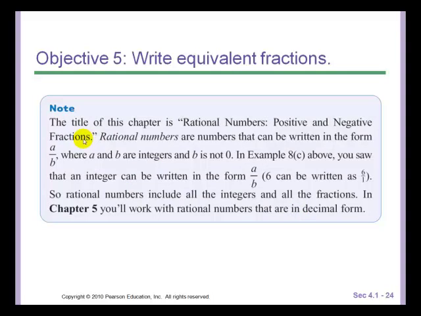A quick note. The title of this chapter is Rational Numbers, Positive and Negative Fractions. Rational numbers are numbers that can be written in the form a/b, where a and b are integers and b is not 0. In example 8c above, you saw that an integer can be written in the form a/b. 6 can be written as 6/1. What that means is that all integers can be written as fractions. So rational numbers contain both the fractions and all of our integers. We'll work more with things like decimals in Chapter 5.